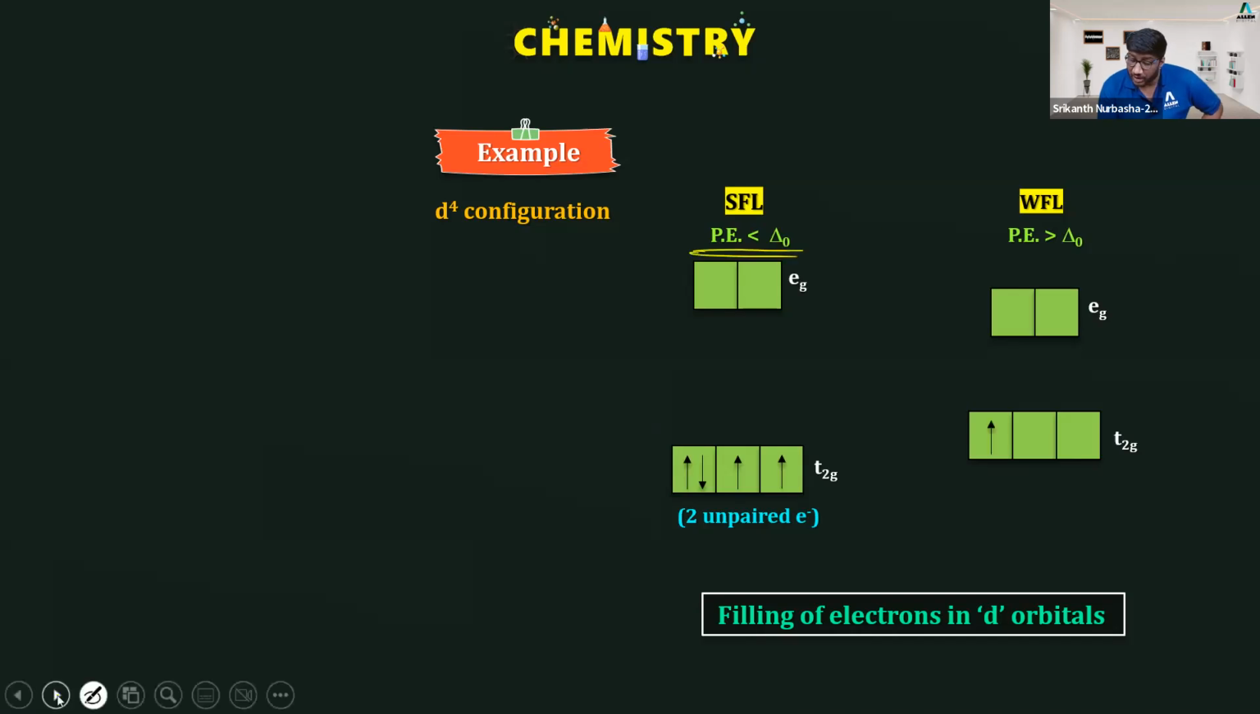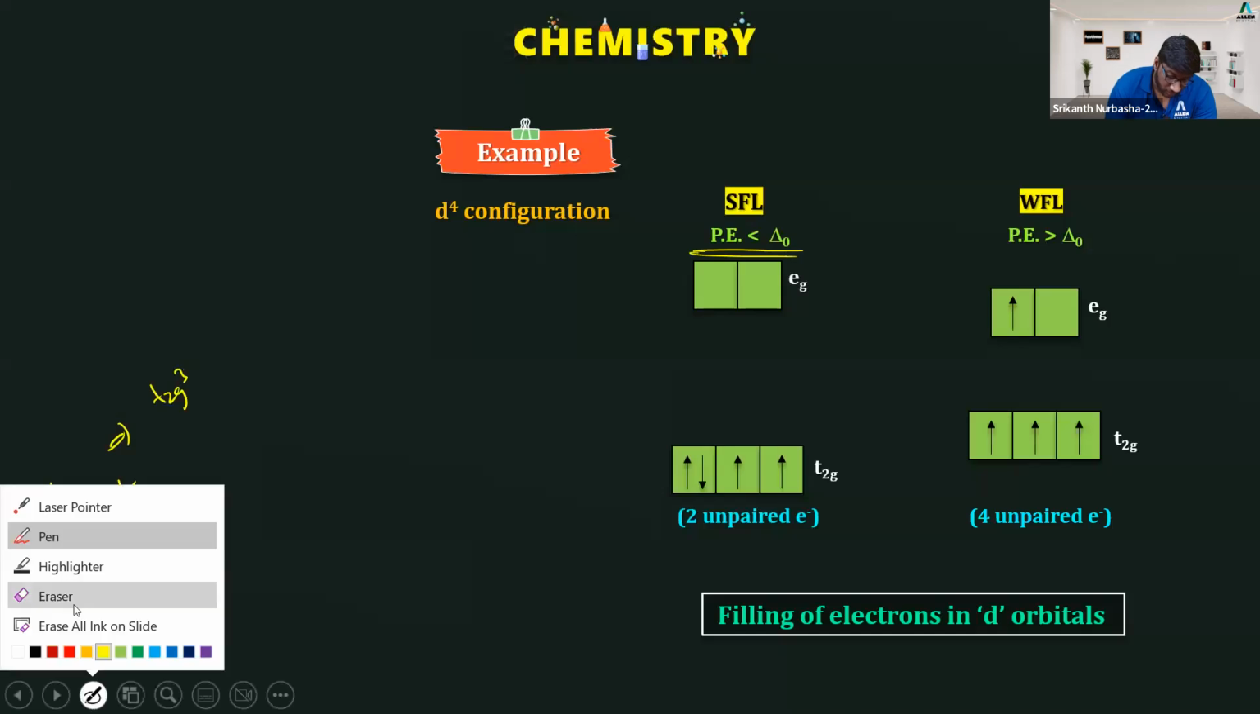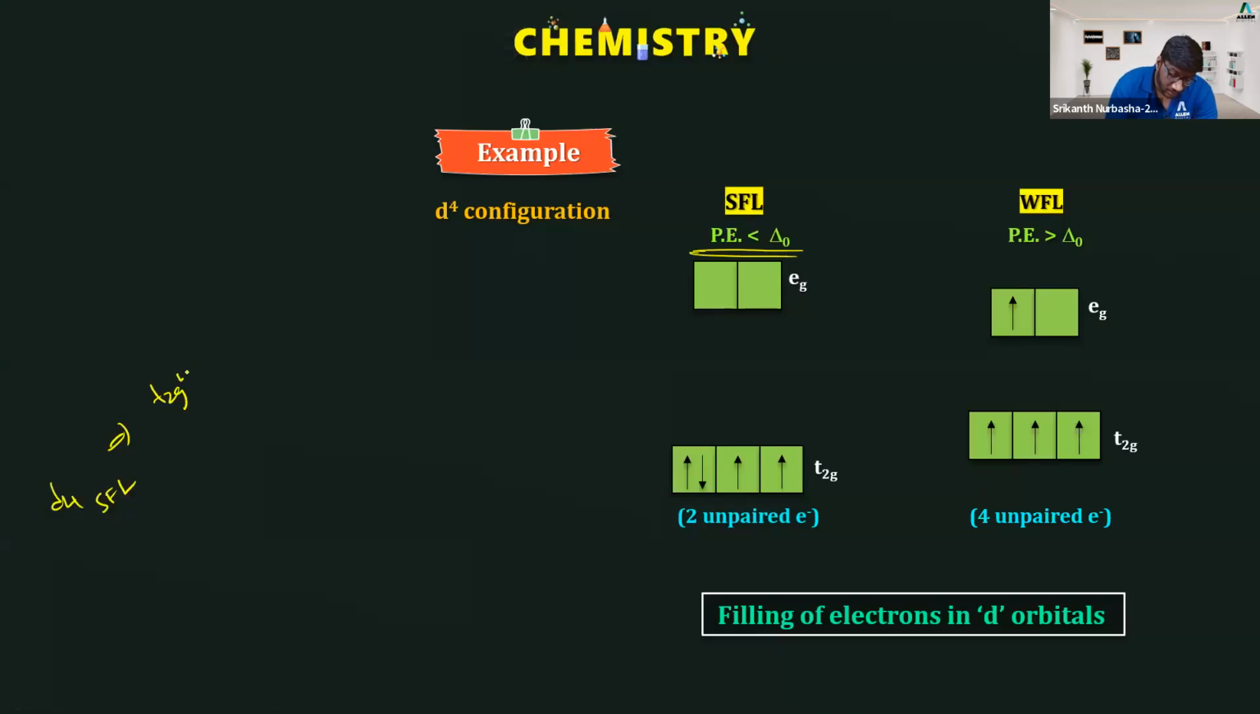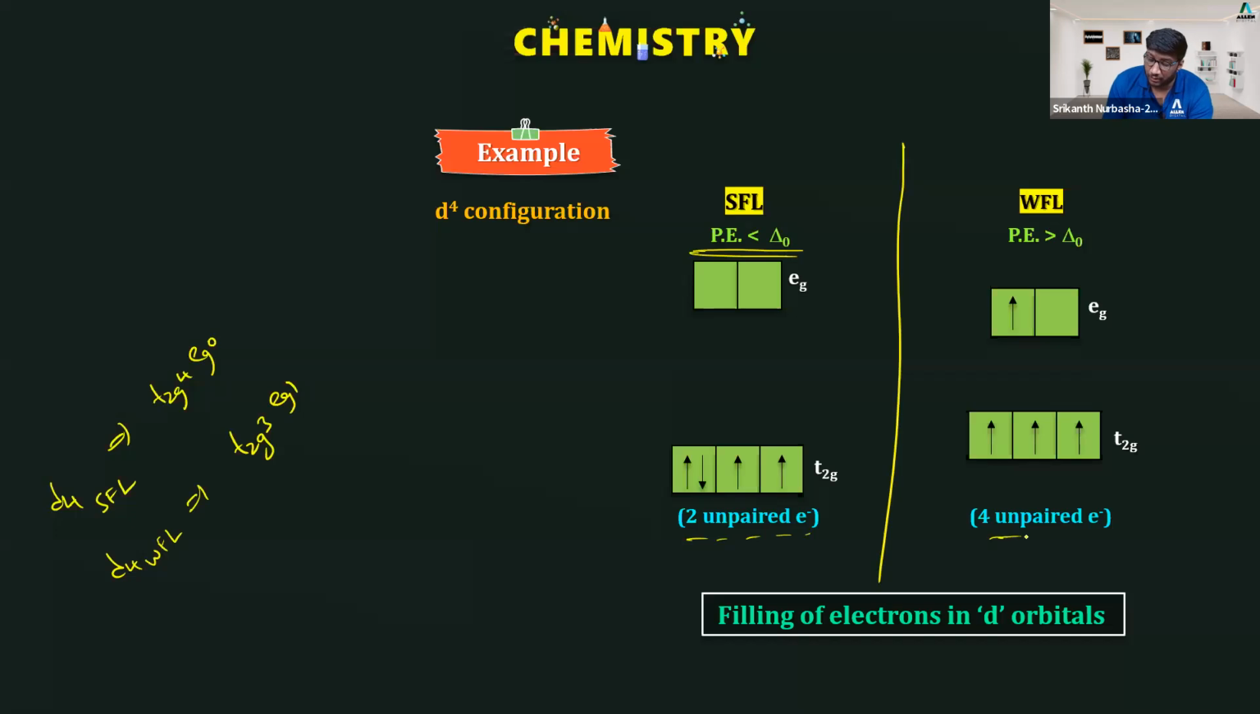In the weak field ligand, what is going to happen? The first electron, second electron, third electron go into T2G. The fourth electron will be going into EG. So if you write the electronic configuration, D4 strong field ligand means T2G4, EG0. D4 weak field ligand means T2G3, EG1. Because of this different filling of electrons, in the presence of strong field ligand the D4 configuration will have 2 unpaired electrons, whereas in the presence of weak field ligand, the D4 configuration will have 4 unpaired electrons.